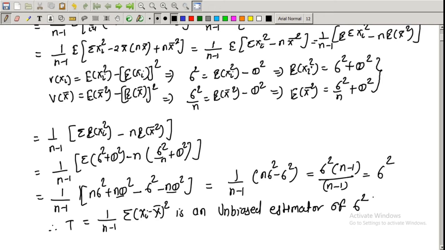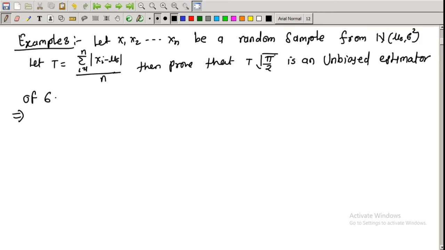of sigma square. Example number 2. Example number 3 is, let x1, x2 up to xn be a random sample from normal distribution with mean mu naught and variance sigma square. Let t is equal to summation over i going from 1 to n mod of xi minus mu naught upon n. Then prove that t under root of pi by 2 is an unbiased estimator of sigma.